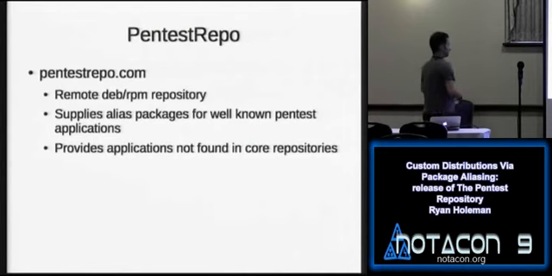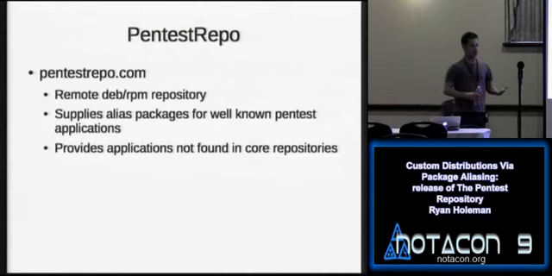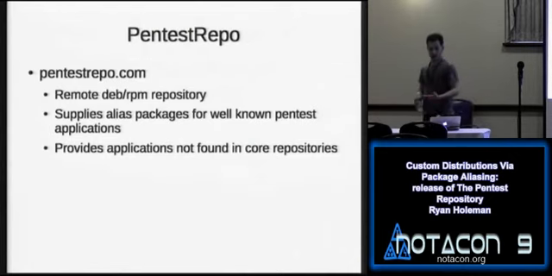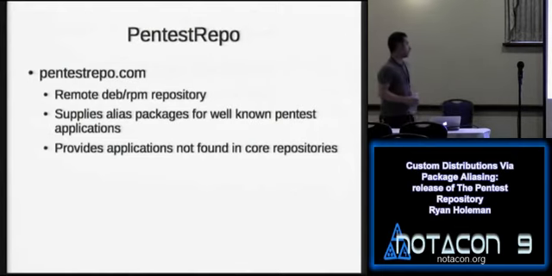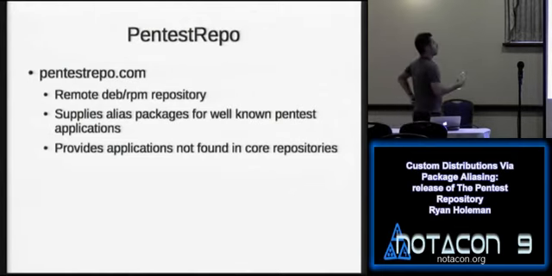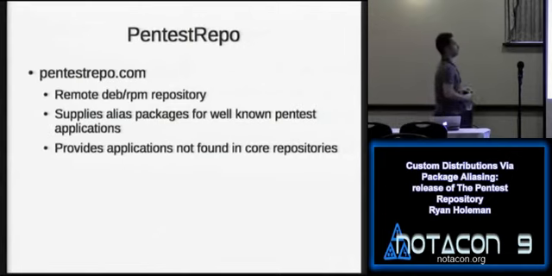So onto the nitty-gritty. I took this technique and I created my own repository for it, pentestrepo.com. Basically, it's a remote deb and RPM repository. It supplies a bunch of alias packages for yum and apt clients, and it provides a couple of applications that I've put in that are not in your actual core repository, right? I'm still a little slow on getting these in there.